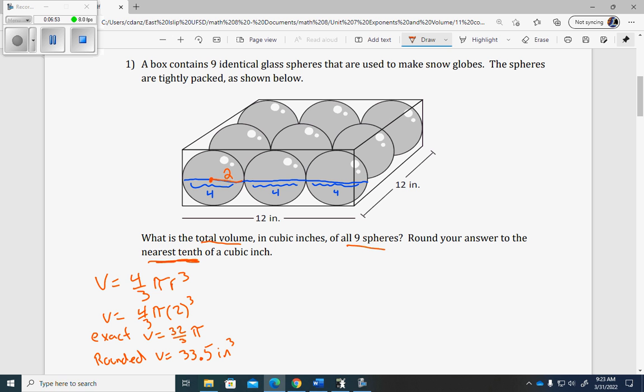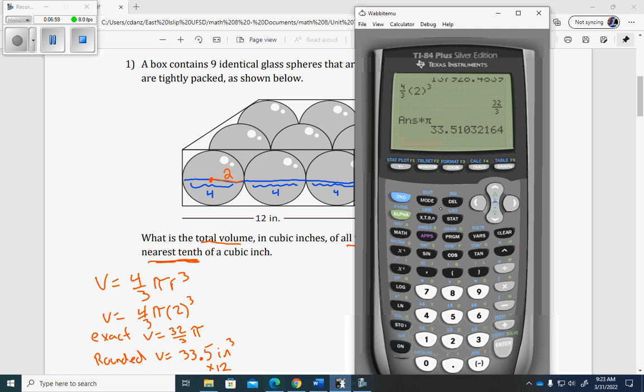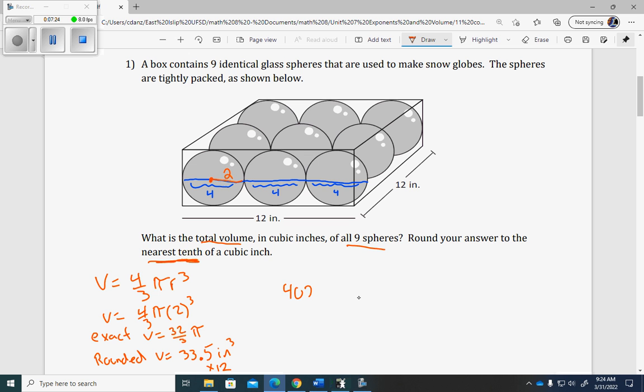And that's only for one sphere. So let's multiply this by 9. Notice I keep this answer on my screen. The 33.51032164 is actually a more precise answer than just 33.5. So I'm going to keep that more exact answer and multiply. And see that all 9 spheres is 402.1 inches cubed. And that's the answer to number 1.